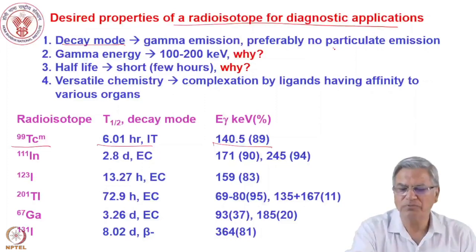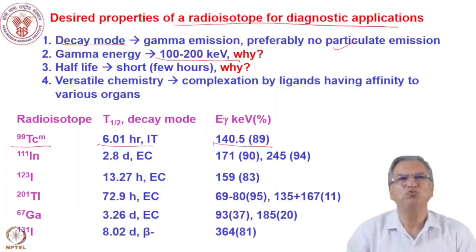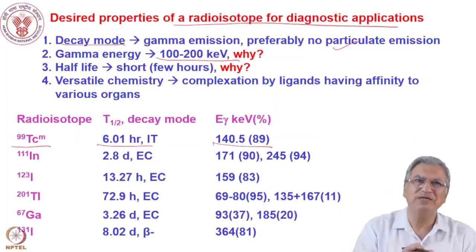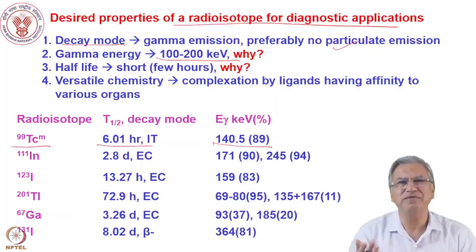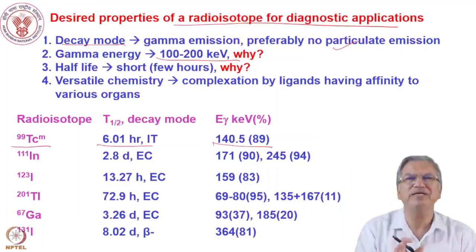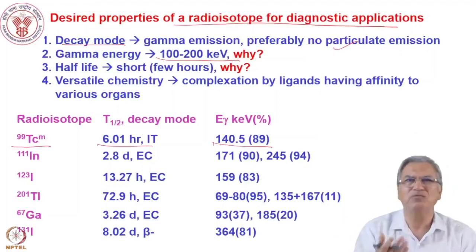First is that it should preferably not emit any particulate emission. The second is that the energy of the gamma ray should be in the range of 100 to 200 keV. Why? Because if it is below 100 keV, then it will be stopped in the body itself. It will not come out of the body. And if it is more than 200 keV, then the efficiency of detection will be low. So 100 to 200 keV is the optimum range of gamma energy for a good image. That is the reason why the gamma energy should be in 100 to 200 keV. More than 200, efficiency will go down. Less than 100, the gamma ray will not come out of the body.